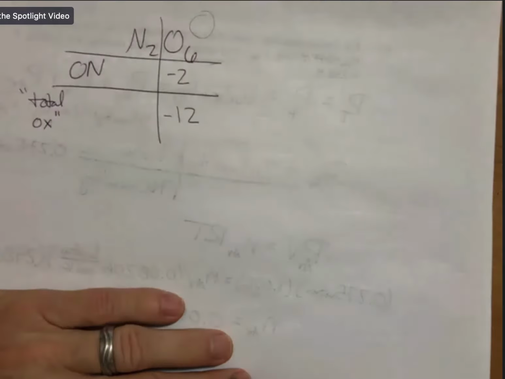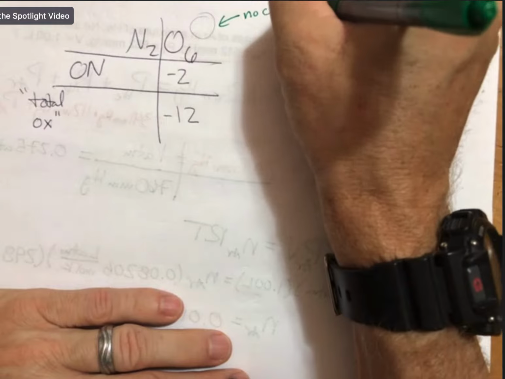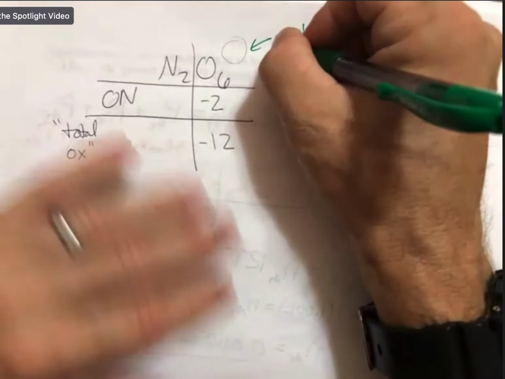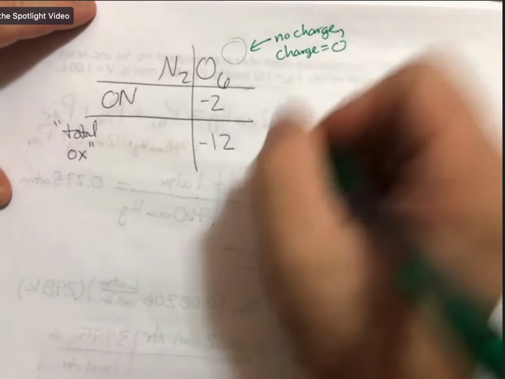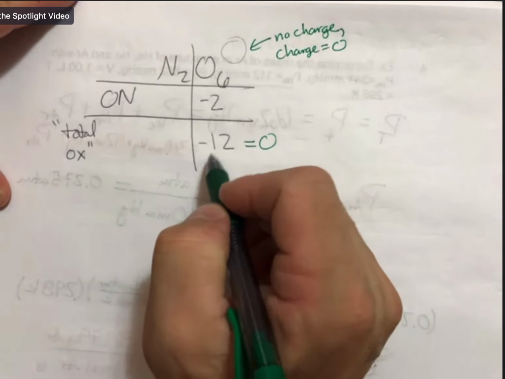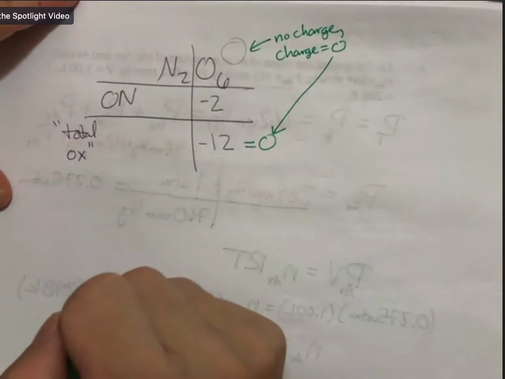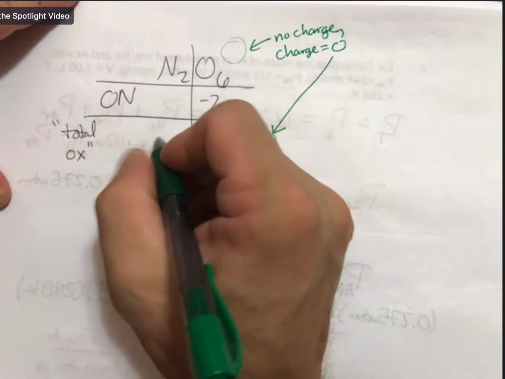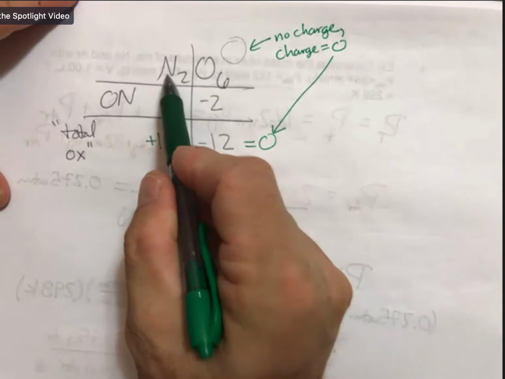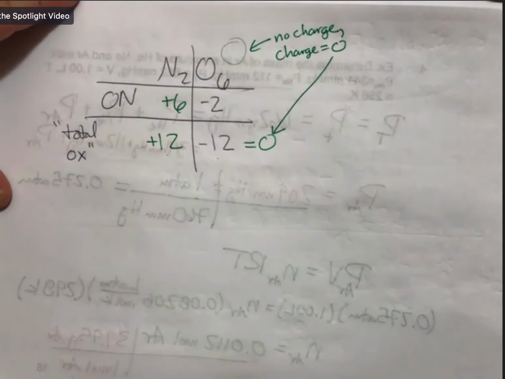There's no charge up here, which is another way of saying that charge equals 0. And therefore, the sum of the oxidation numbers for the nitrogens and the oxygens must equal 0. So no charge. That means that the total oxidation here has to be +12. And since there are 2 nitrogens, and they must add up to +12, each one must be +6.